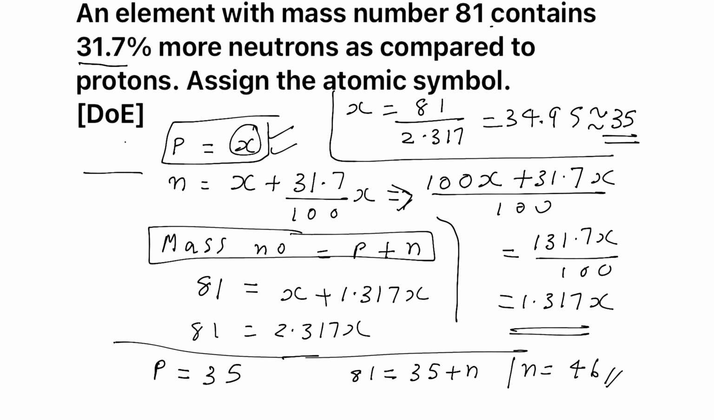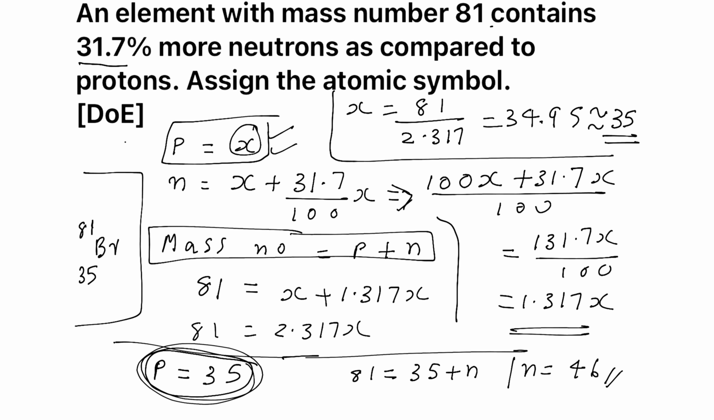Assign the atomic symbol. For that purpose, you must know what is the element with atomic number 35. Bromine, right? Bromine. See, atomic number here, mass number here. And that is our answer. Got it right? Okay. It's pure mathematical, actually, no chemistry.